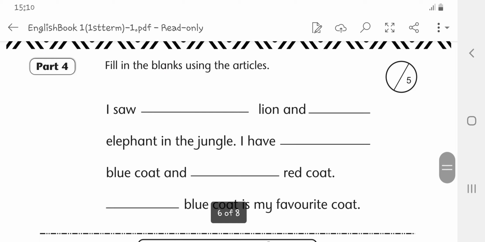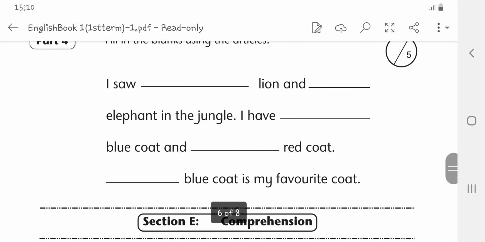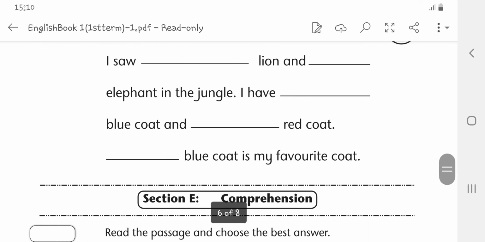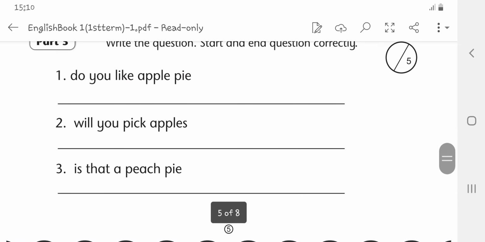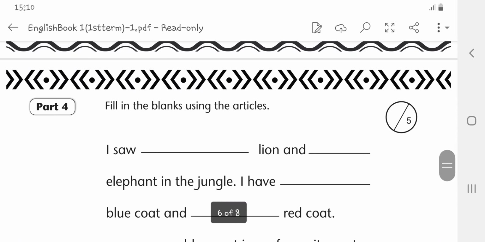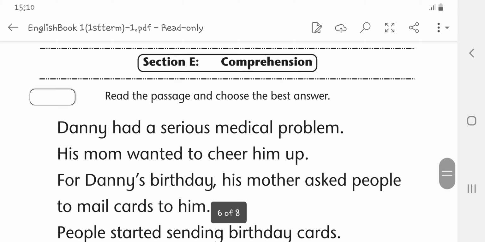Then it comes fill in the blanks using articles. A or an they are going to use. They have done this exercise about a and an. So 1, 2, 3, 4, 5 blanks and 5 words they have to choose. 5 a and an they have to choose to write in the sentences.